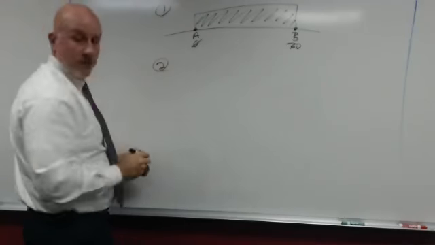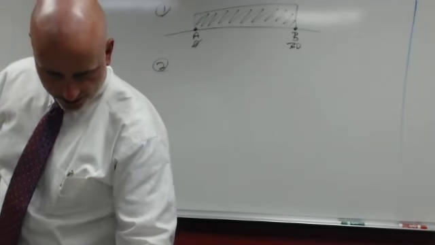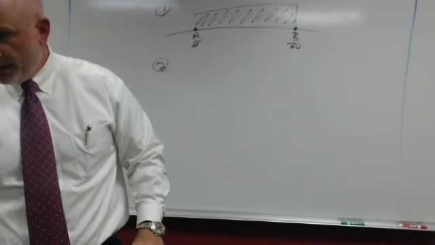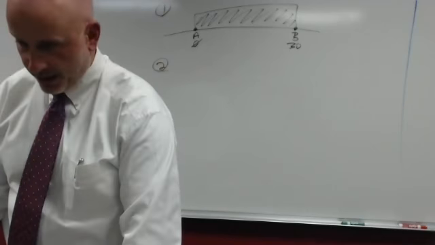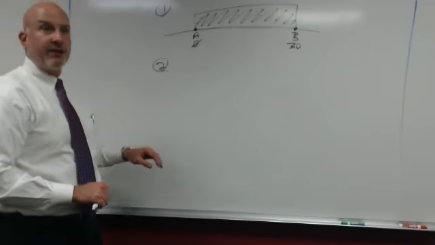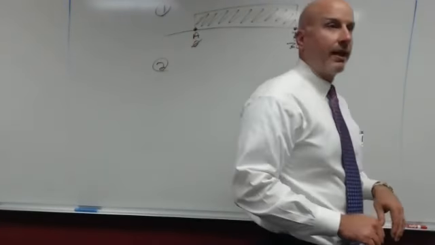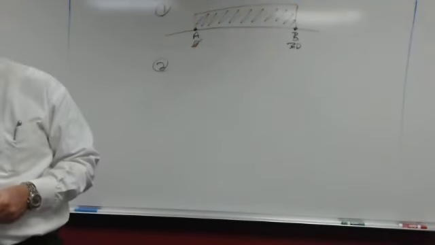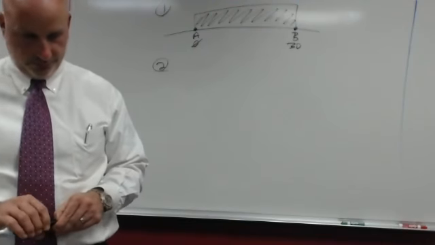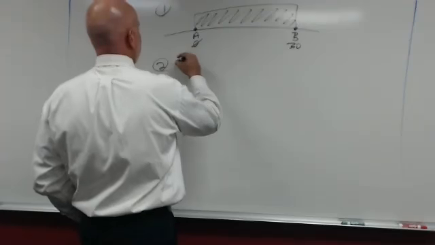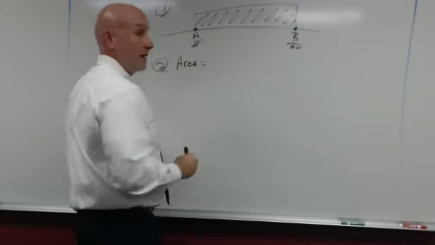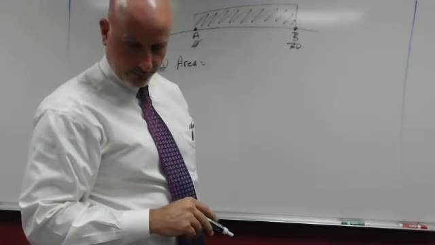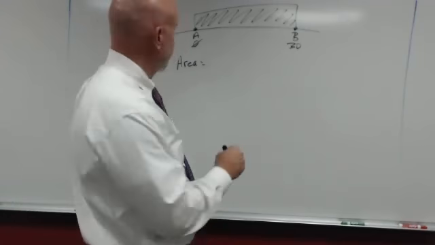So step 2. We are asked to show that the area of the uniform distribution is 1. All right, to show that the area of the distribution is 1, what formula do we apply? 1 over B minus A. What's the formula for the area? Height times base. Length times width.